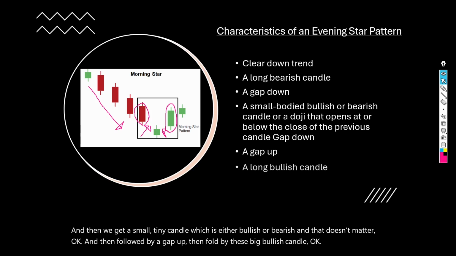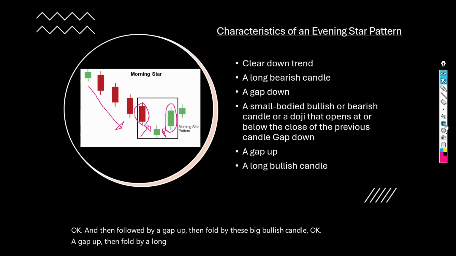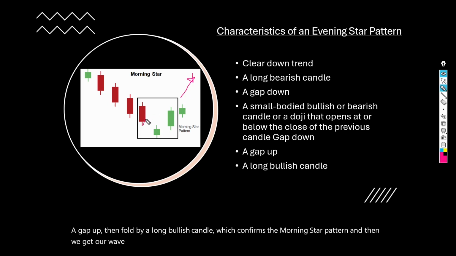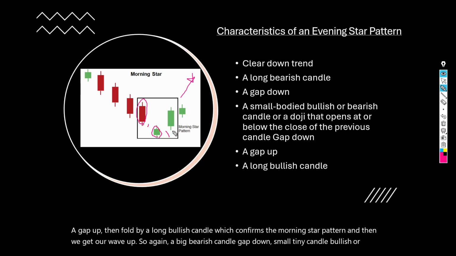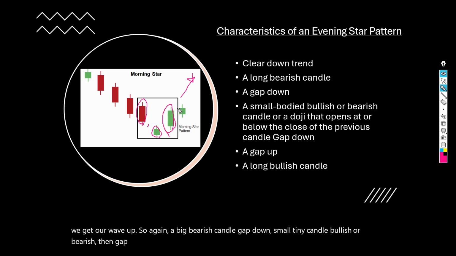Then followed by a long bullish candle, which confirms the morning star pattern, and then we get a wave up. So again, a big bearish candle, gap down, small tiny candle bullish or bearish, then gap up, then we have a big bullish candle, which signifies that the pattern has been confirmed, and then we can take the trade.